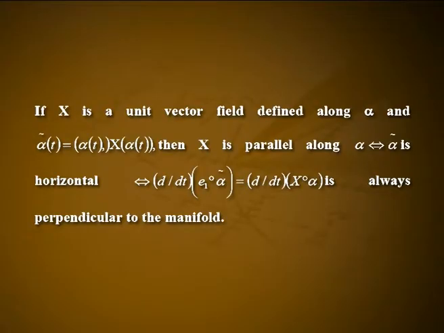Thus, if x is a unit vector field defined along α and α̃(t) is equal to (α(t), x(α(t))), then x is parallel along α if and only if α̃ is horizontal, if and only if d/dt(E1∘α̃), which is equal to d/dt(x∘α), is always perpendicular to the manifold. That is, x is parallel along α if and only if the tangential component of the derivative of x∘α in R3 is identically 0. For embedded manifolds, this characterization can be used in place of the abstract notion of connection.